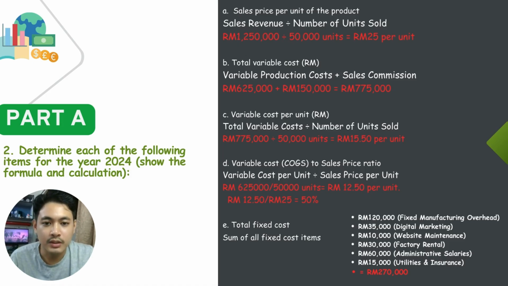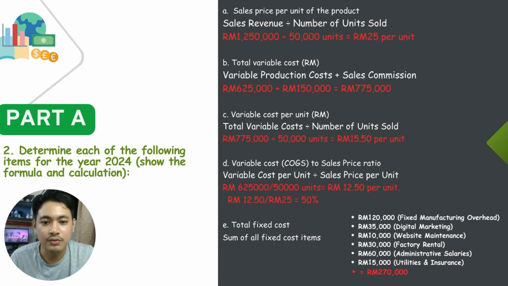The fourth one is variable cost, or COGS, to sales price ratio. How do we find it? It is variable cost per unit divided by sales price per unit. 625,000 ringgit divided by 50,000 units will be per unit 12 ringgit and 50 cents. So to find the ratio is 12 ringgit and 50 cents divided by 25 ringgit times 100. So the ratio will be 50%.